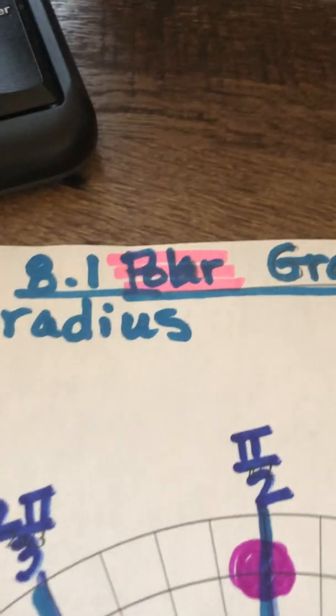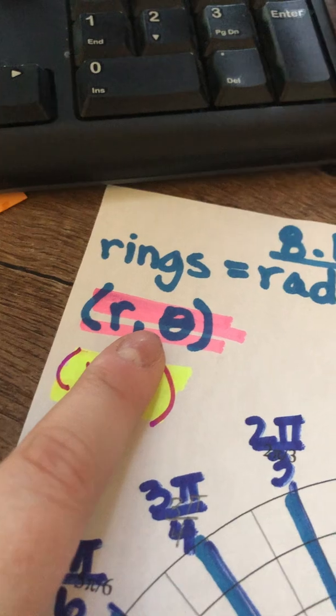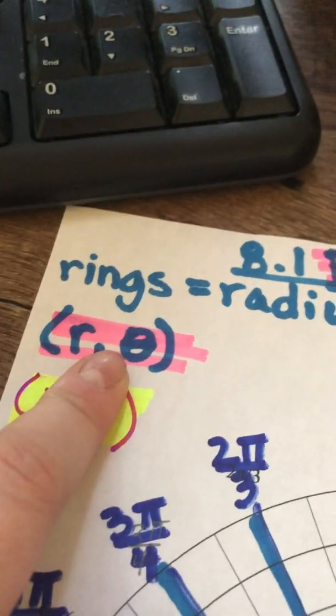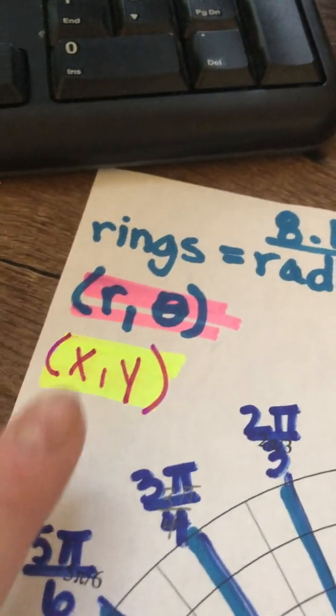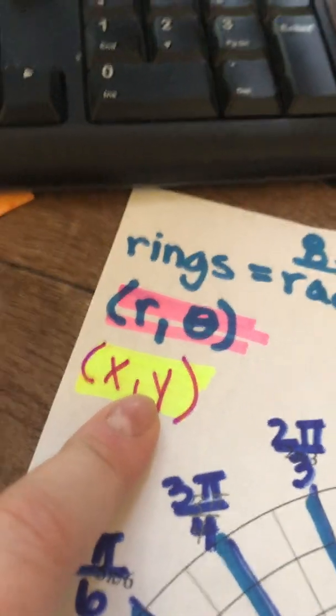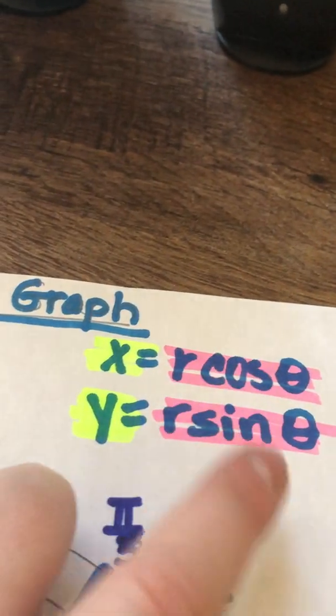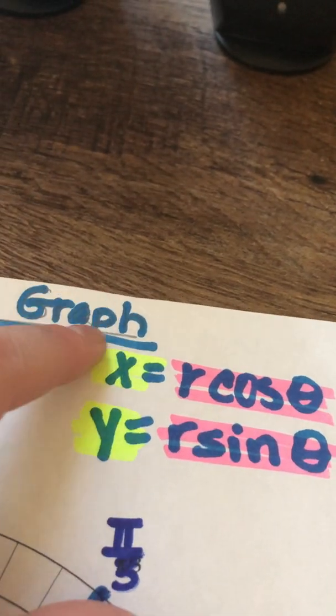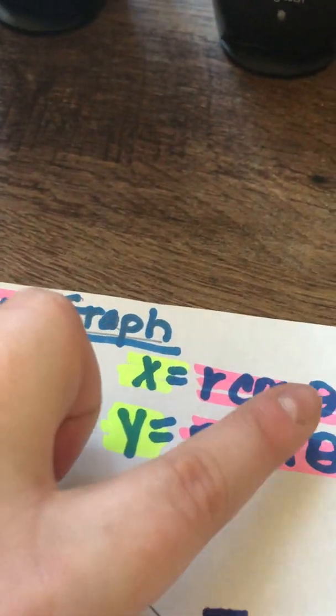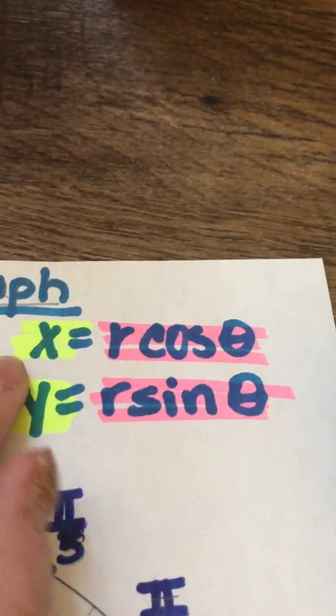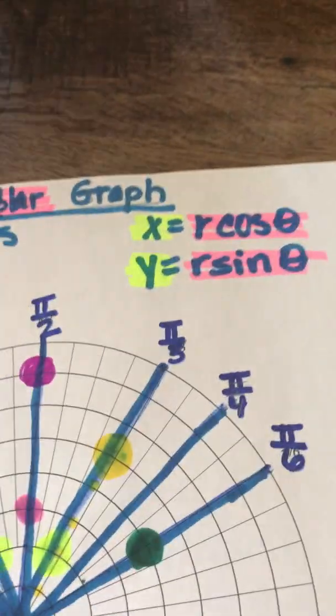Everything that's polar is highlighted pink. So this r comma theta, that's the polar coordinate. It's the polar point. Whereas the rectangular is in yellow, x comma y. If I look at these two formulas, the polar is in pink, r cosine theta, r sine theta. Rectangular is in yellow, x and y. So this is a relationship between the polar and the rectangular, and we can use those formulas to convert back and forth.